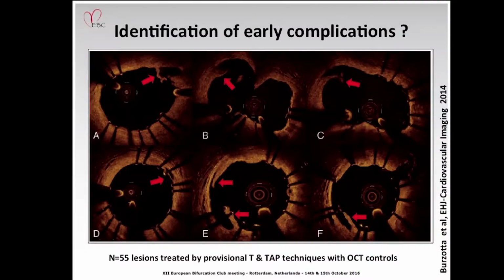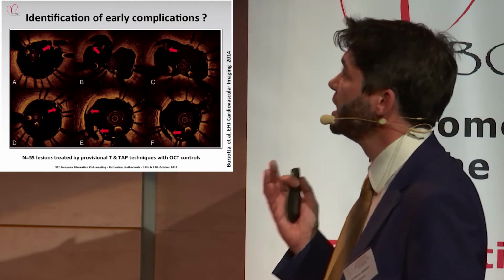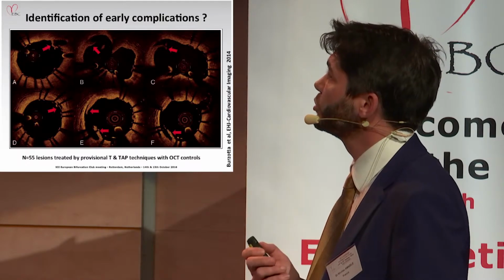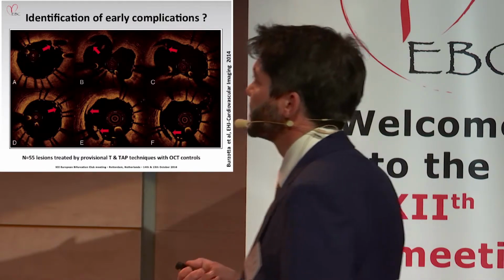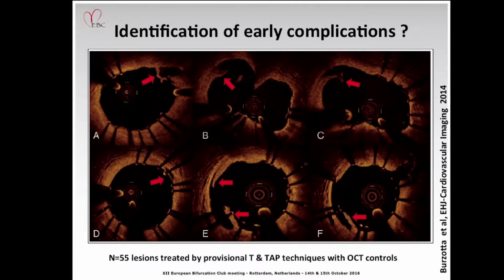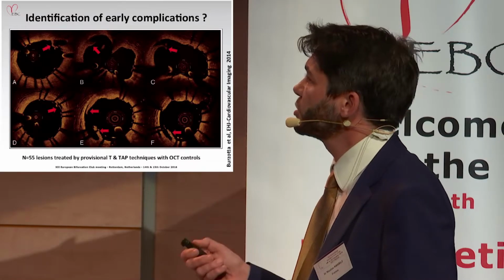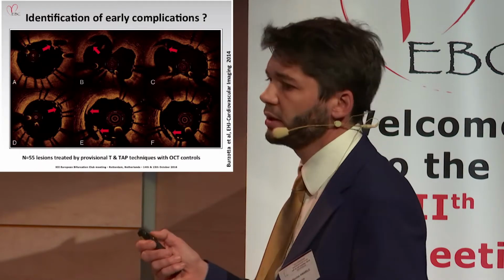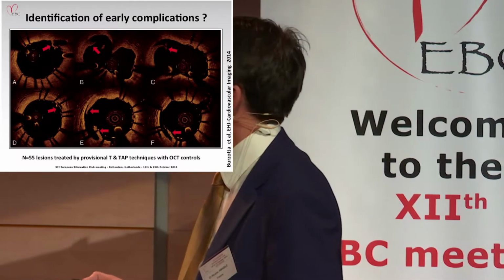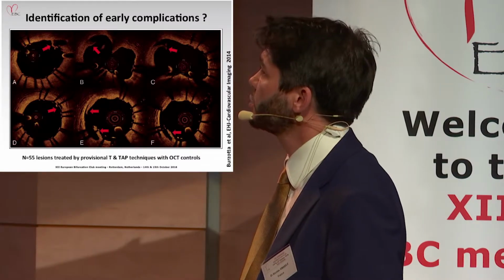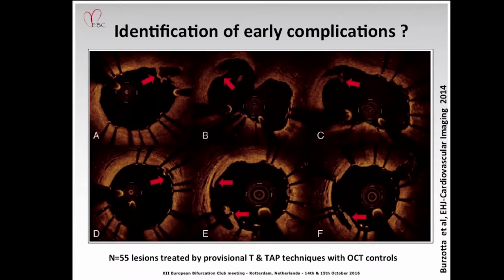What about the identification of the early complications? Well, this is, I think, the best application of OCT, because we know that intravascular imaging can really help us to see better compared to angiography. And here in this series of patients treated by provisional, T and TAP techniques with a very good angiographic control, by performing OCT control just after the PCI, Francesco Burzotta and colleagues actually observed a high incidence of different PCI pitfalls, such as malapposition, intrastent dissection, edge dissection, or stent prolapse.